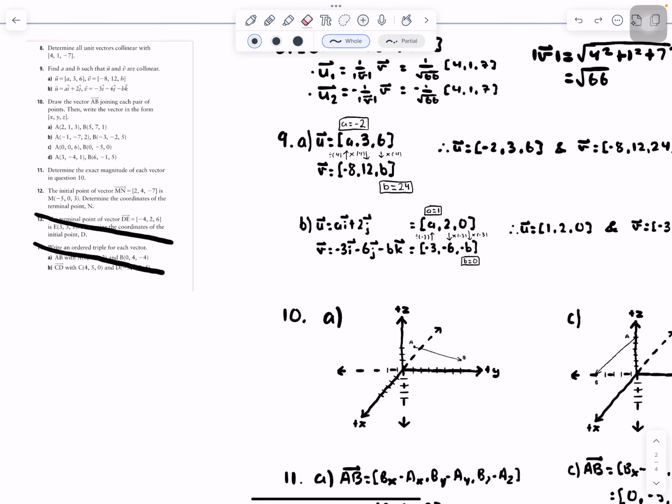Question 12, the initial point of a vector MN is M (-5, 0, 3). Determine the coordinates of the terminal point N.